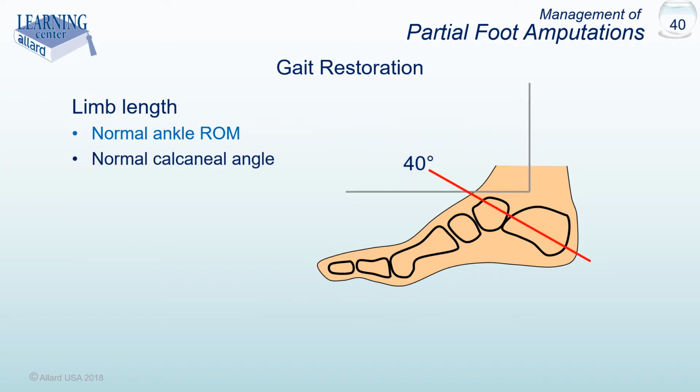As a reminder, the calcaneal angle at the neutral posture is about 40 degrees in the sagittal plane. With a loss of forefoot structure as a reference, this calcaneal angle becomes a primary means of determining ankle neutral.